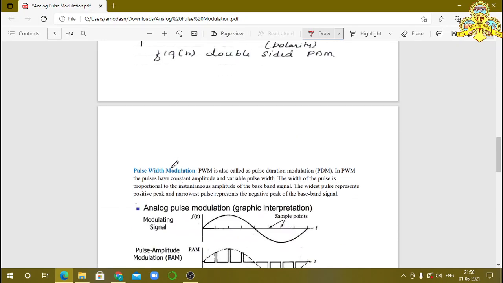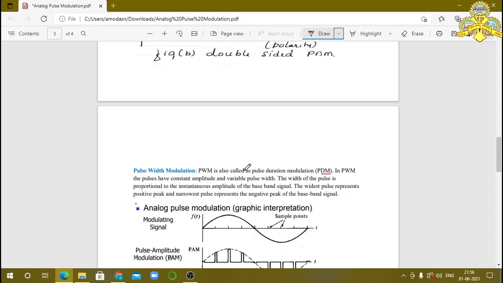The next one is pulse width modulation. Its name itself indicates the width of the pulse varies with respect to the amplitude of the modulating signal. PWM is also called pulse duration modulation, pulse width or pulse duration PDM.